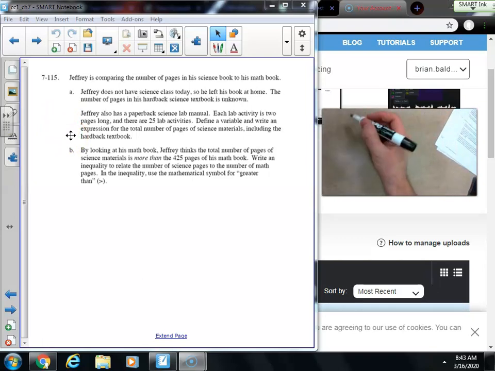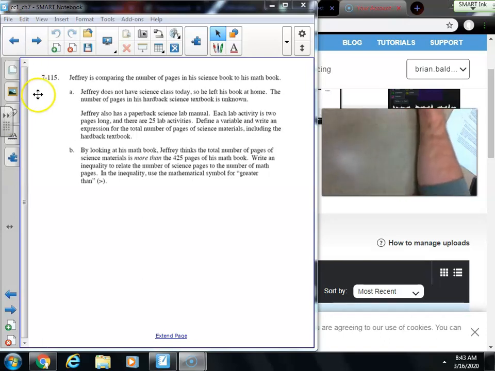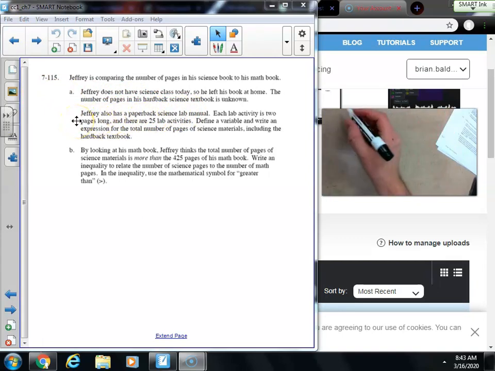So first of all, it tells us here in the question that the number of pages in our hardback science book is unknown. So when we're writing a variable, for example, let's use S for science, that's going to be the number of pages in the hardback science book.